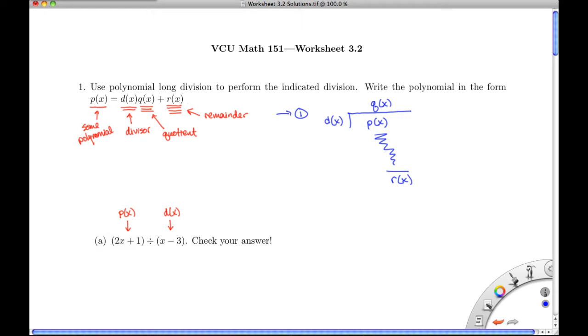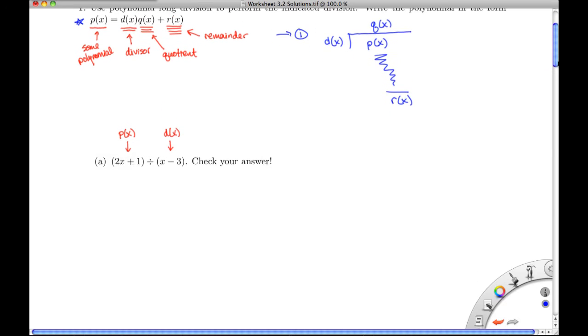These four pieces are then put together to come up with our polynomial, rewritten in a way that we can use to our advantage in some cases. So let's go ahead and try this with part A. I'm going to take x minus 3 and divide it into 2x plus 1. So we'll start off with the first step of setting up the long division problem. We're going to take x minus 3, and we are going to divide this into 2x plus 1.